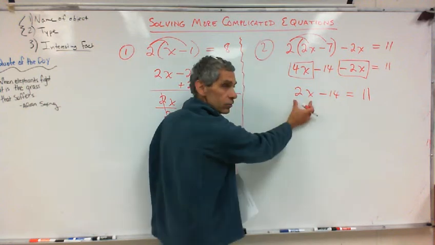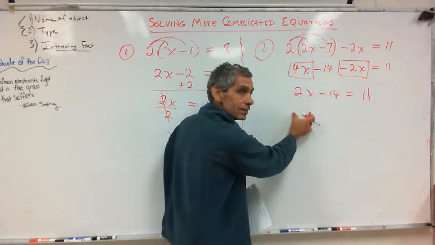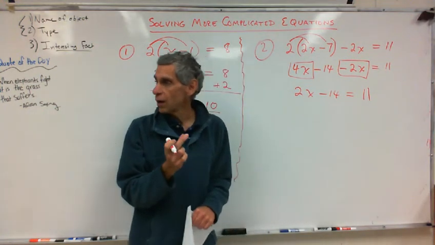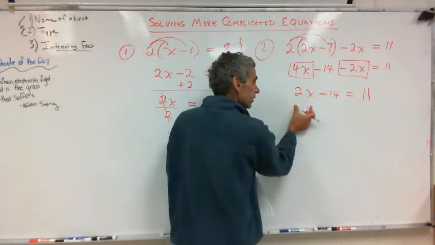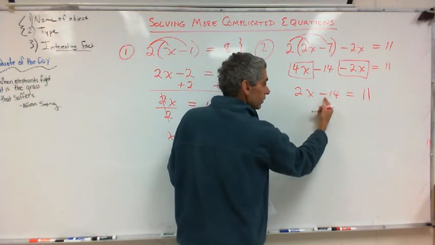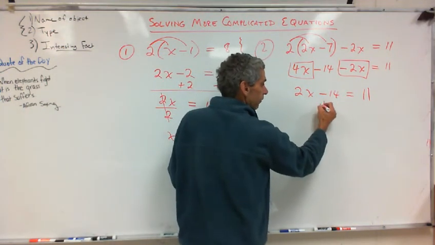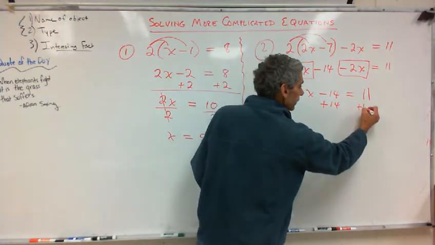I want the x's all by themselves. They have to be isolated. That's the word they use in math. You isolate the x's, right? We're isolating the x's, so since they subtracted 14, we're going to add 14. We're going to add 14.